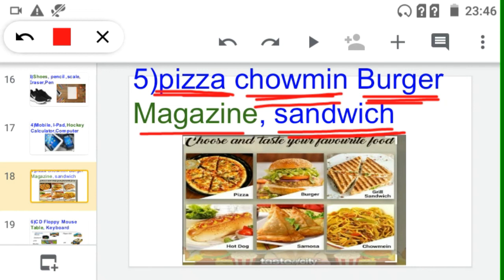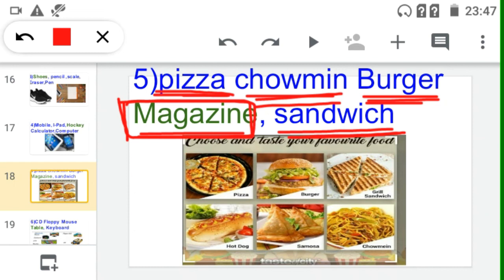Correct. But can we eat a magazine? No, we are not eating a magazine. A magazine is like a book. We are reading it. Correct now. But we are not eating a magazine. So that's why it is the odd one.